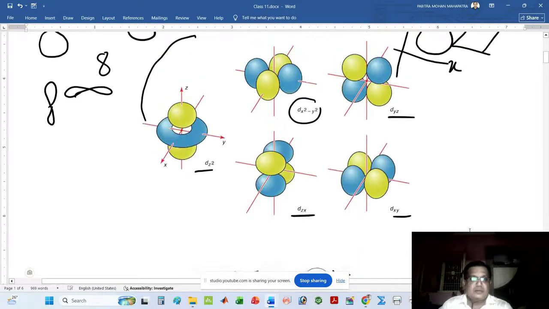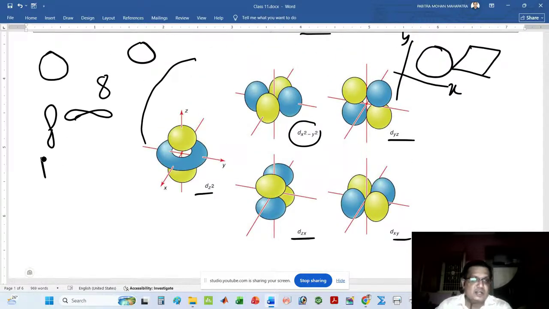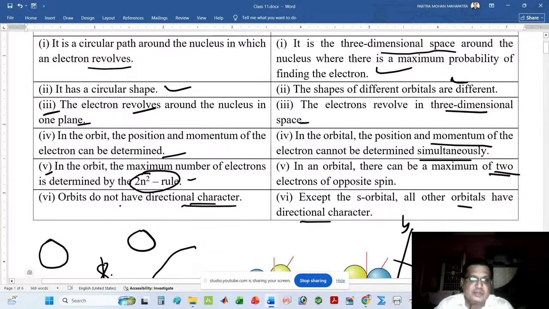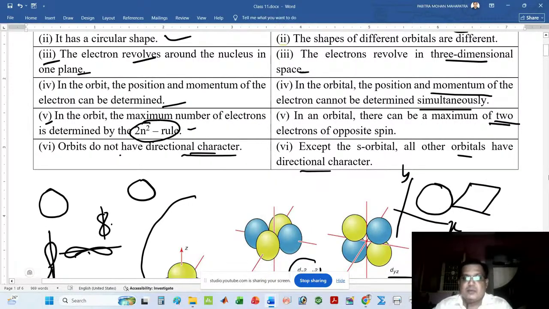Look at the p orbital. If you think about the px orbital, its direction is towards the x-axis. The py orbital's direction is towards the y-axis. The pz orbital's direction is the z-axis. Px x direction, py y direction, pz z direction. So here we can say that orbits do not have directional character. But if you think about orbitals, except the s orbital, all the orbitals have directional character.